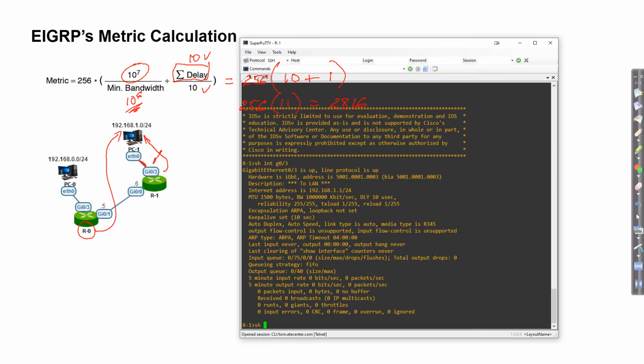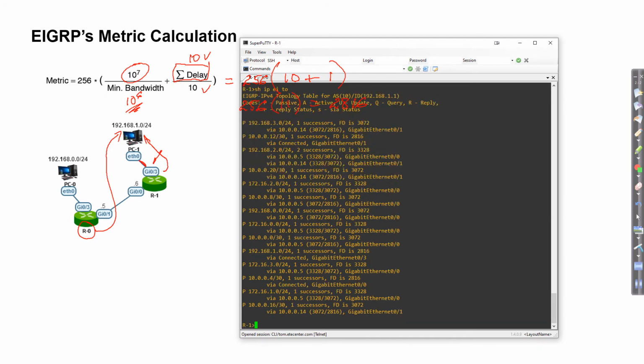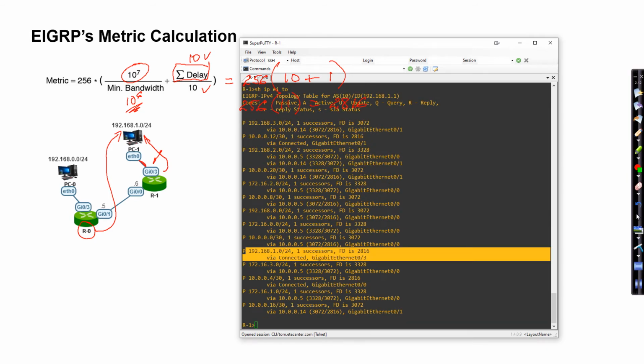So with the command show ip eigrp topology, highlighted here is the output for 192.168.1.0, which is directly connected on my gigabit 0/3, and my cost, or the feasible distance, is 2816 as we just calculated.